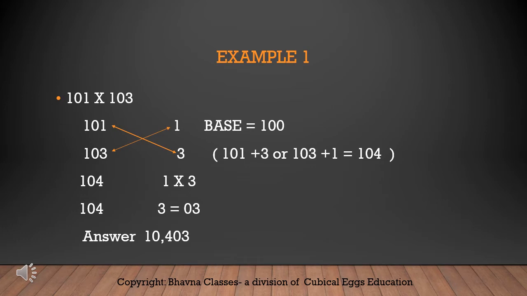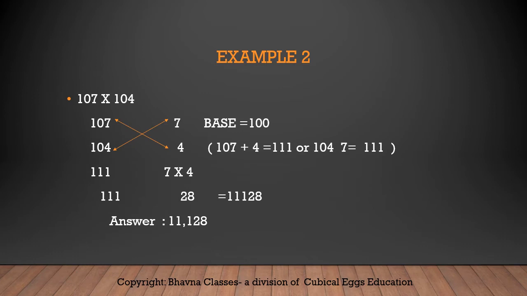Okay, here is another example, 107 times 104. 107 is obtained by adding 7 to 100, and 104 is obtained by adding 4 to 100. So 107 plus 4, or 104 plus 7, is equal to 111. And for the last two digits, 7 multiplied by 4 equals 28. So my final answer will be 11,128.